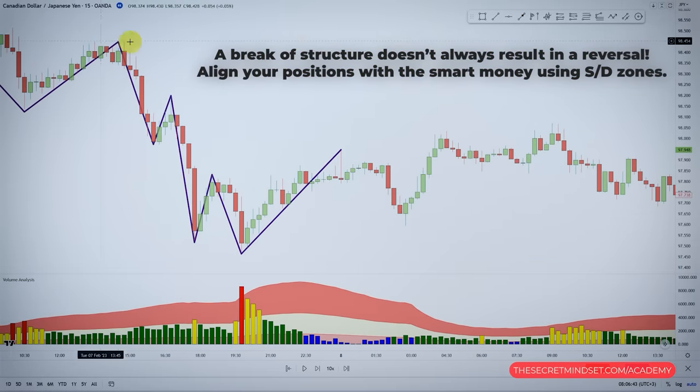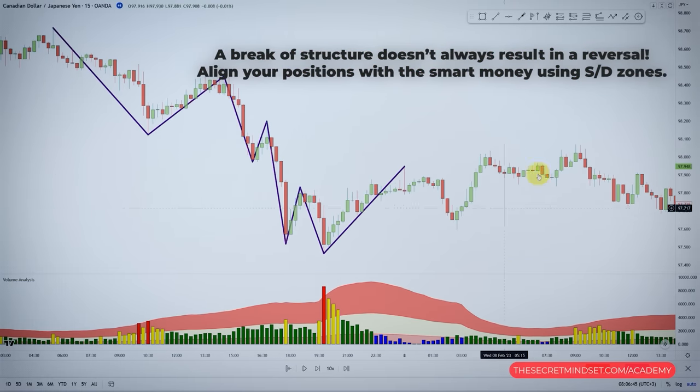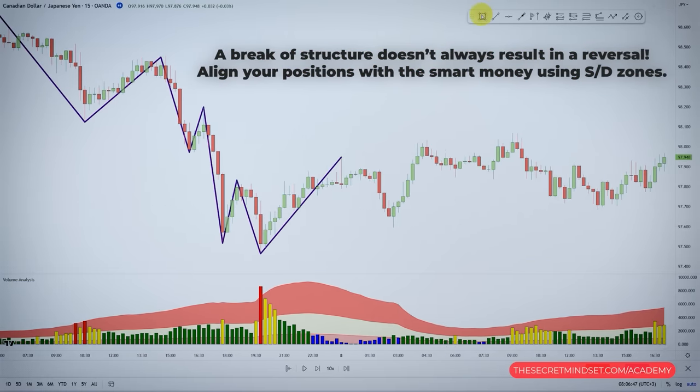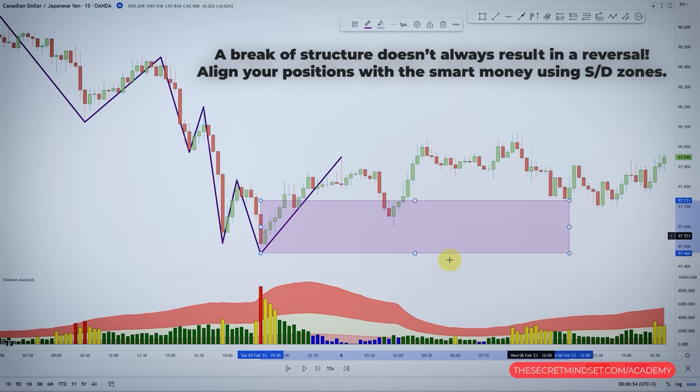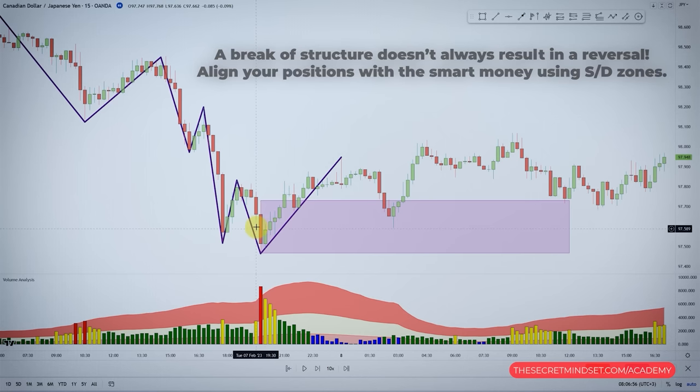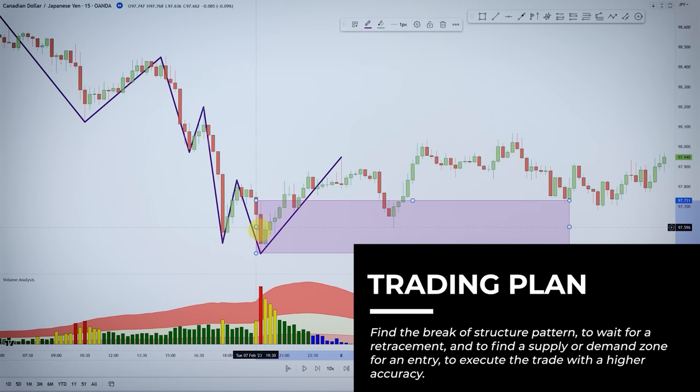Now, this break of structure doesn't always result in a reversal. That's why, in order to align your positions with the smart money, you need to use, once again, supply and demand zones. So the plan is to find the break of structure pattern, to wait for a retracement, and to find a supply or demand zone for an entry to execute the trade with a higher accuracy.